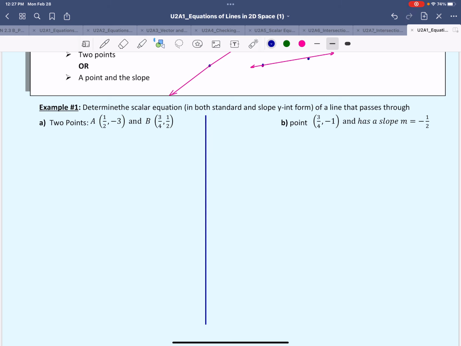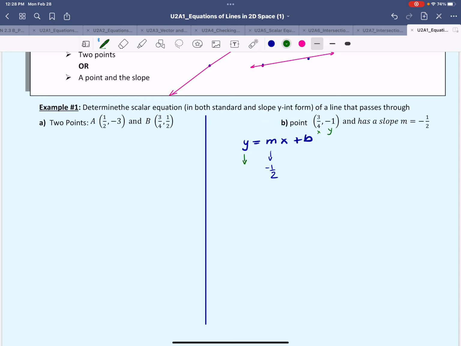So in question 1b, we are given that the line passes through the point 3/4, -1, and it has a slope of -1/2. We're asked to find both the standard and the slope y-intercept forms of the line, and it's best to start with slope y-intercept form. I like to write the equation first, y equals mx plus b, and then revisit the information given. So I am given the slope, which is -1/2, and I'm also given a point on the line, 3/4, -1. In other words, I am given the x and the y coordinates of a point that must satisfy this equation.